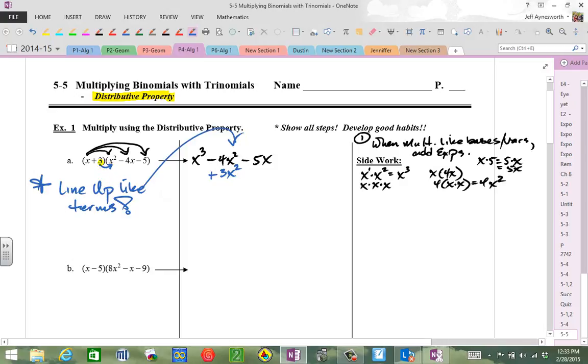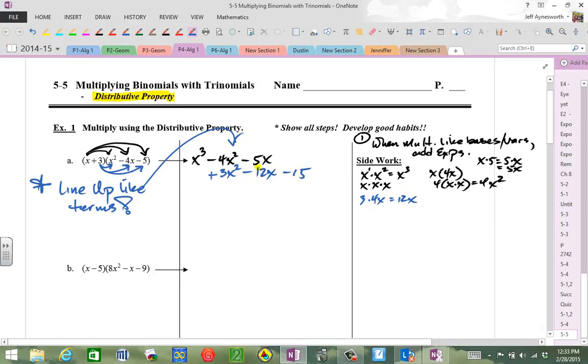Now, first term times second term. So I got 3 times a negative 4x. A positive times a negative is a negative, so I'm going to put a minus sign. 3 times 4x is 12x. So I'm going to put a 12x right here. 3 times negative 4x is negative 12x, and that's why you see the minus sign there. And then last times last, 3 times negative 5. You can just put a minus sign and think 3 times 5, and that's 15.